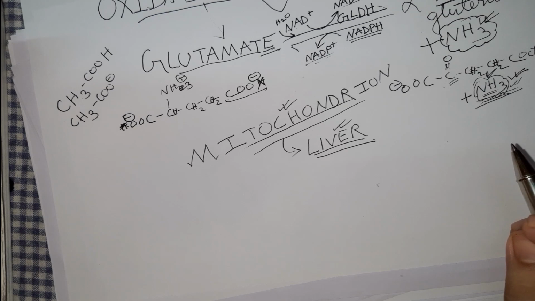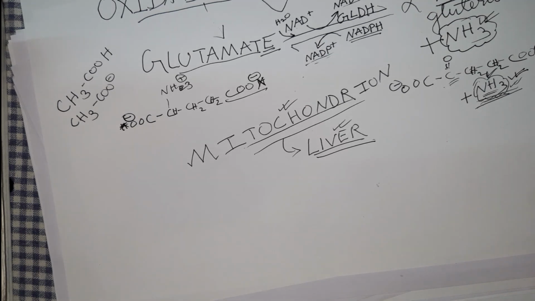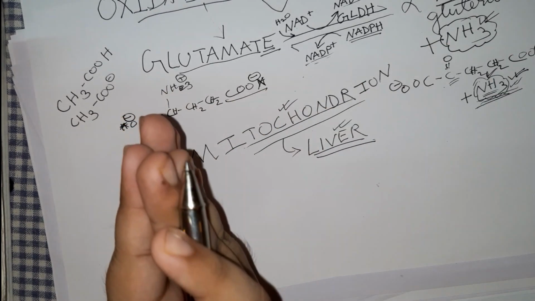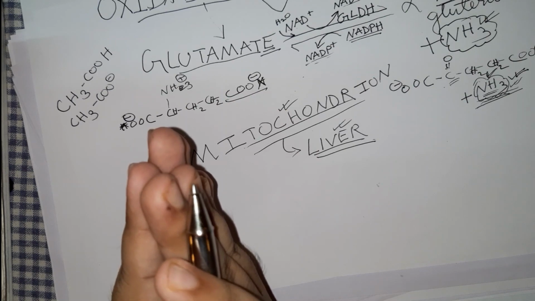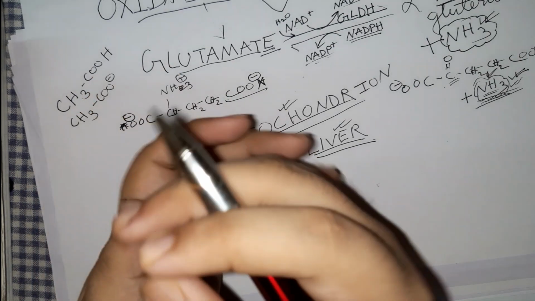So, what I talked about was how the nitrogen part was converted into ammonia. So what happens to the carbon skeleton of the amino acid? That is the next question that we should ask ourselves, right? What happens to the carbon skeleton?